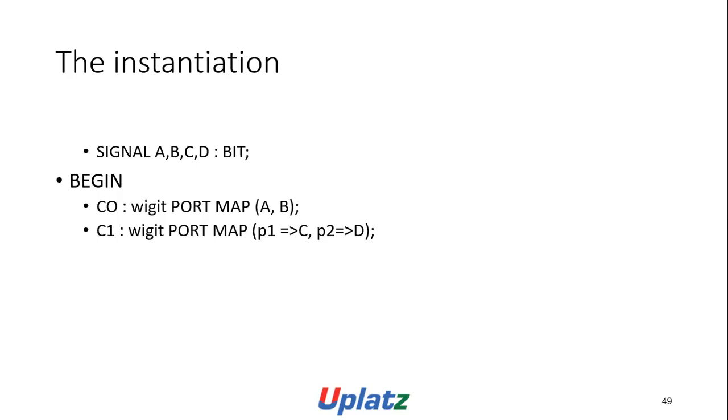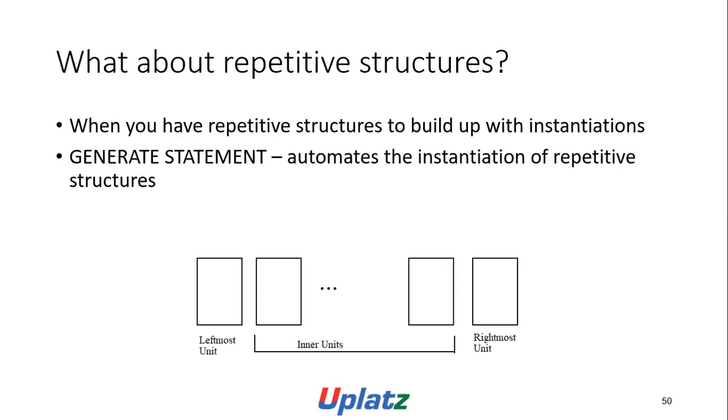Instantiation: signal A, B, C, D bit, begin, CO widget port map A, B. C1 widget port map P1 to C, P2 to D. What about repetitive structures? When we have repetitive structures to build up with instantiations, the generate statement automates the instantiation of repetitive structures: leftmost unit, inner unit, and rightmost unit.